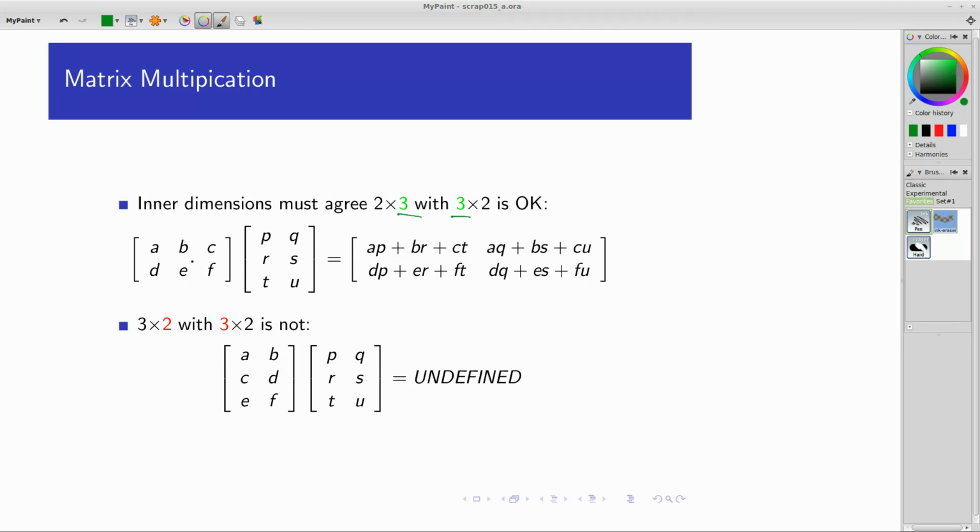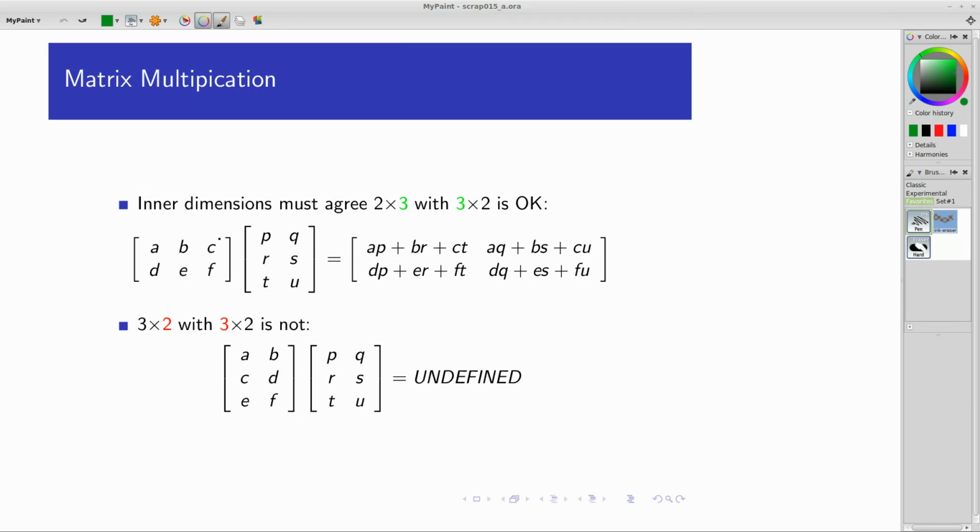So if I have a matrix with 2 rows and 3 columns, that's what this one has, I can multiply that by a matrix with 3 rows and 2 columns, or 3 rows and 7 columns. As long as these two dimensions match, the operation is going to work out. And how does it work? We can think of it as grabbing this first row from this matrix and multiplying it by the first column from this matrix. I multiply it element by element, and I add all of those results together. So this is A times P, B times R, and C times T. And that sum becomes the value of the upper left-hand corner of the resulting matrix.